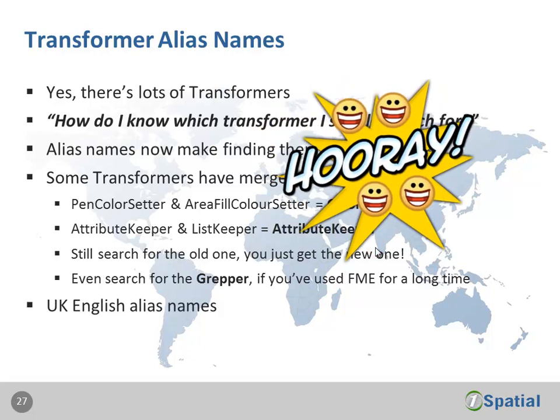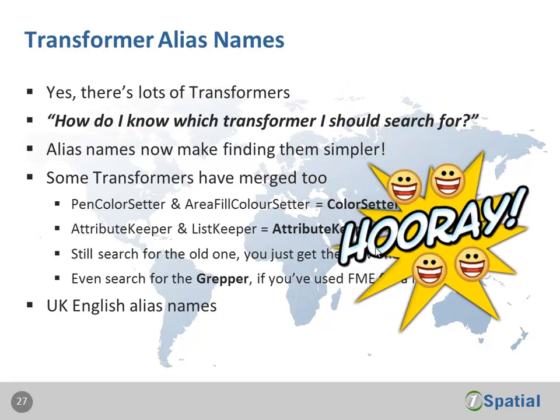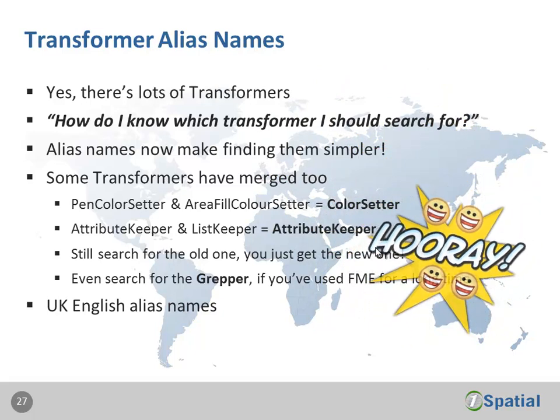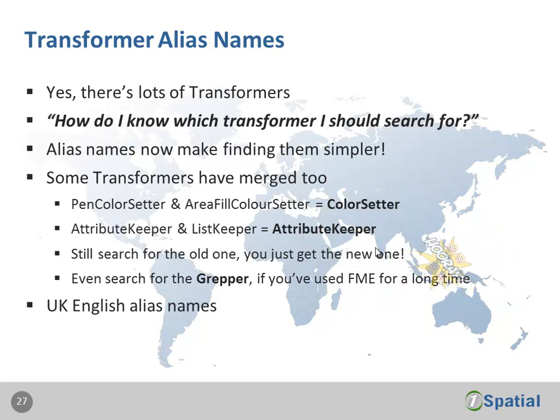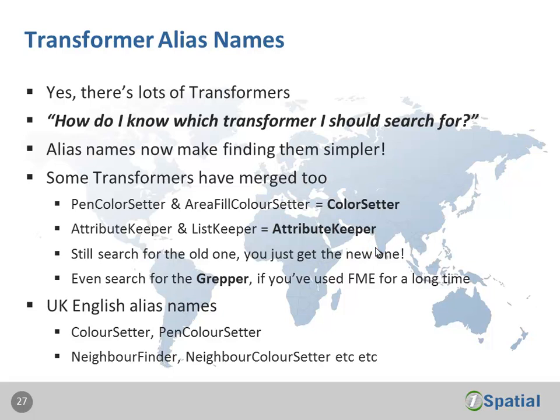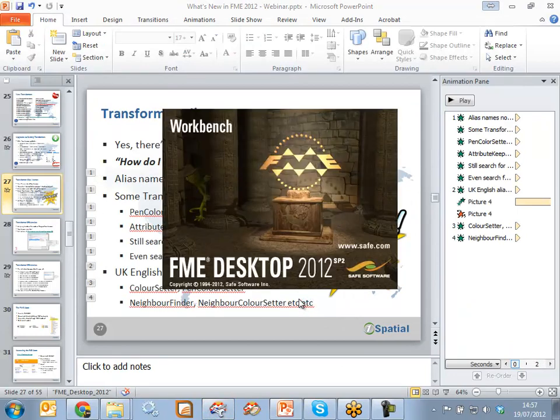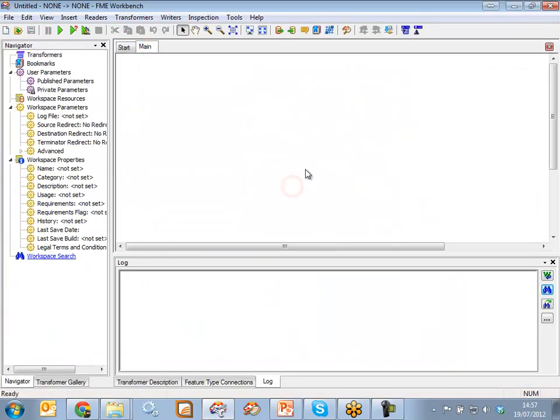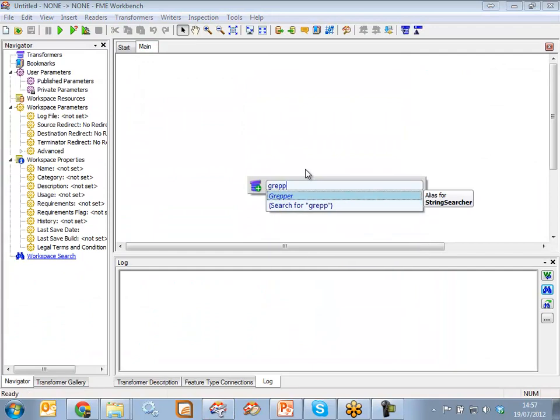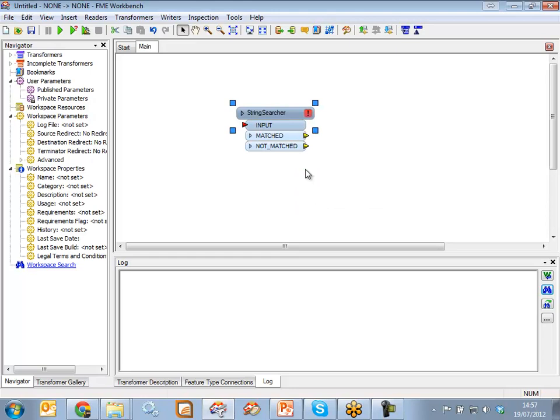And you'll see that English alias names have been provided finally, so if you were fed up of searching using American English, then things like the colour transformers now allow you to search for perhaps a more conventional way of spelling, if that's of interest to you. So let me just show you what that means by opening up a blank workspace. If I dive onto the canvas and search, for example, for the grepper transformer. The grepper transformer doesn't exist anymore, but you can see it's listed there, and it pops onto the canvas as the string searcher.